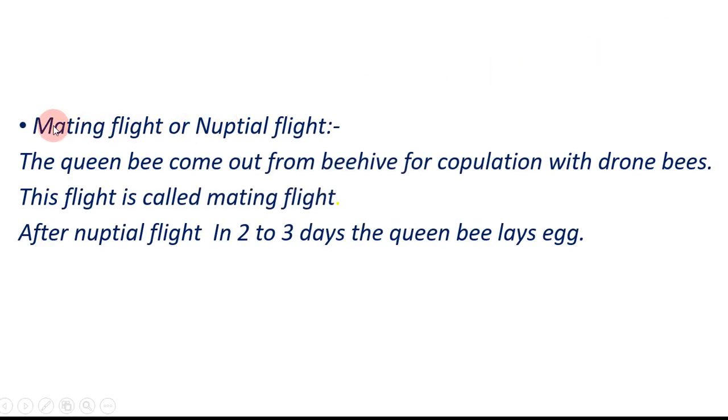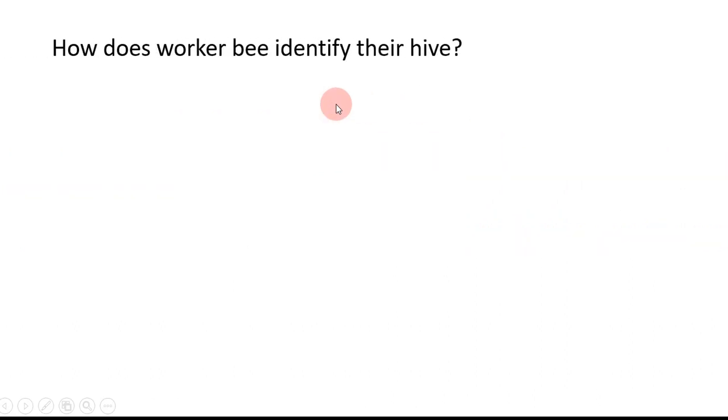Now we have one information. What is mating flight? Okay, nuptial flight. The queen bee comes out from beehive for copulation with drone bees, and this flight is called mating flight or nuptial flight. And after nuptial flight, in 2 to 3 days, the queen bee lays eggs. Okay, we have a last question now.